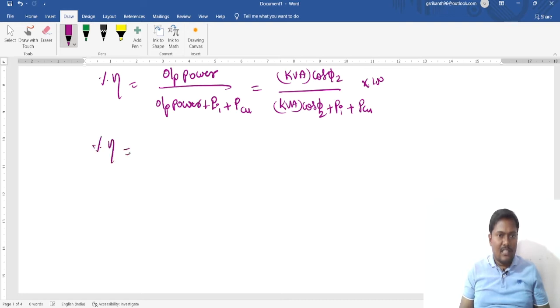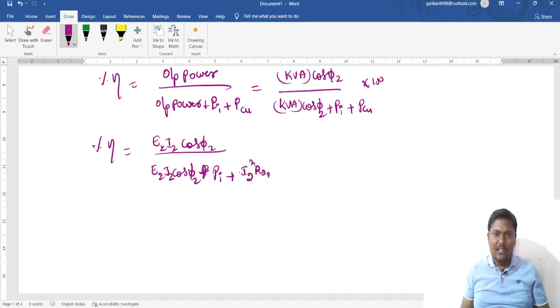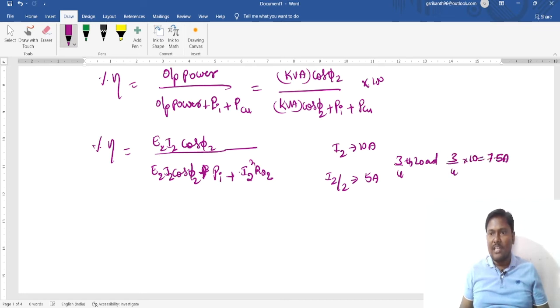We can write it like this also: E2I2 cos phi 2 divided by E2I2 cos phi 2 plus iron losses plus I2 square times R02. This is the total full load copper losses when referred to secondary. I will give an example. If the full load current is 10 ampere, the half load current is 5 amperes, and at 3/4 load the current is 3/4 into 10, that is equal to 7.5 amperes.